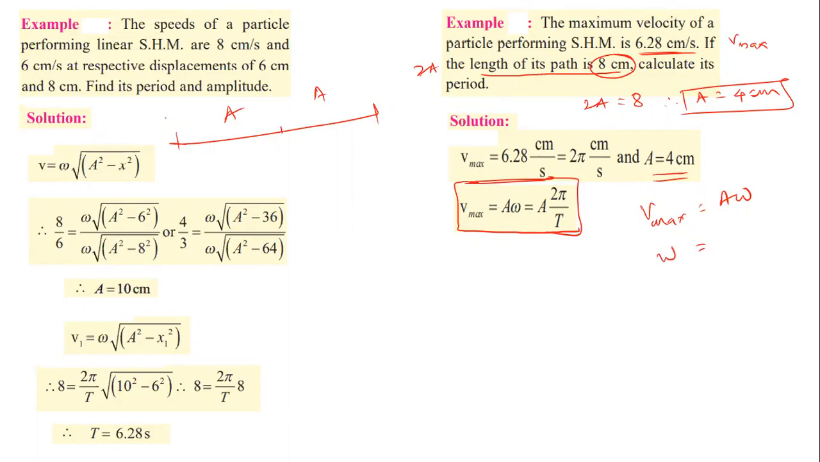So omega is V max by A. And then you can substitute omega is 2 pi by T. So V max is 6.28 and A is 4. So 6.28 and 2 pi both are same. So these get cancelled. So we get T is equal to 4 seconds.